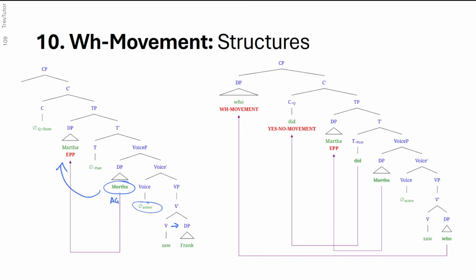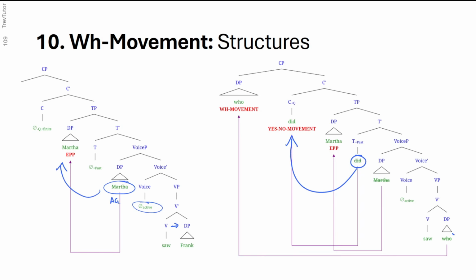Now, if we want to form a question from this, like "who did Martha see," here are the extra steps that are happening. We have the EPP movement as normal on Martha here, so we can ignore that for now. Because we're forming a yes-no question first, we need to insert an auxiliary like "do" under T because we don't have any other auxiliaries to move. So "did" is going to move into C because it's forming a plus Q, a question. So "did" goes up front.